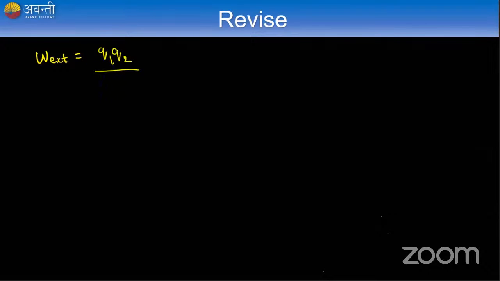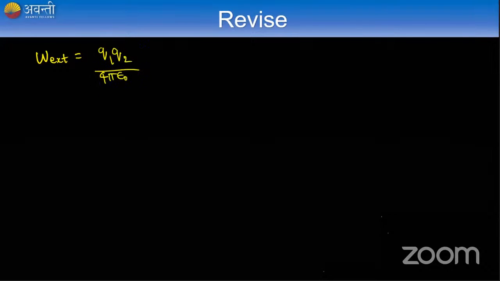Hi, good afternoon, Shashvita. So guys, now tell me, what was the expression for external work done? We had learned the expression for external work done, so let's begin our class with that. The expression for work done was given by Q1 into Q2 divided by 4 pi epsilon naught, into 1 by R2 minus 1 by R1, where R2 is the final position and R1 is my initial position. This is the first formula which we learned in our previous class.